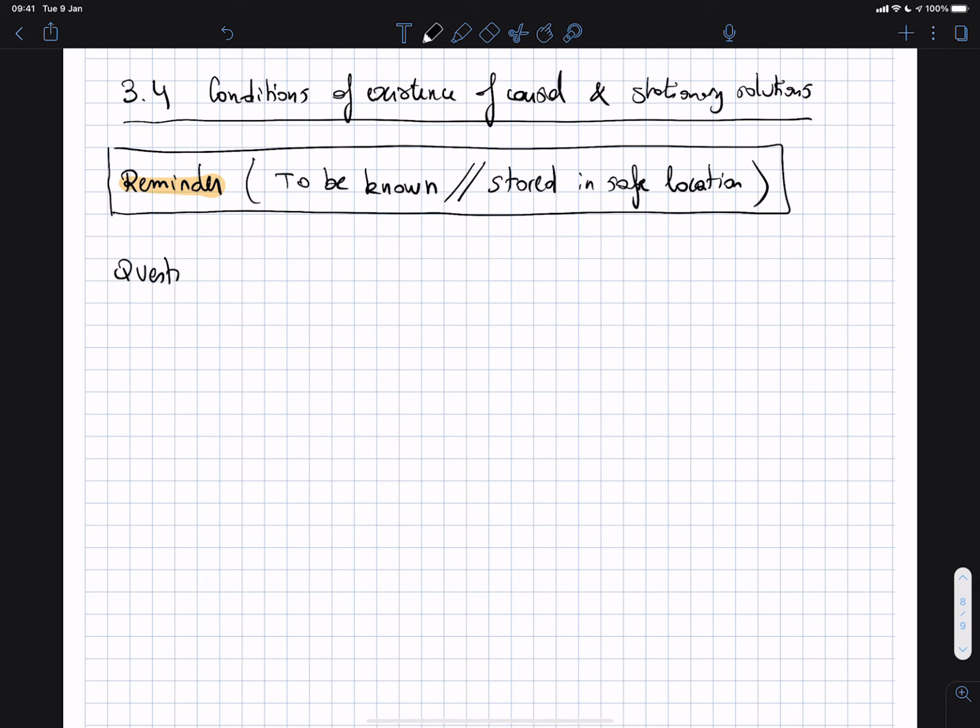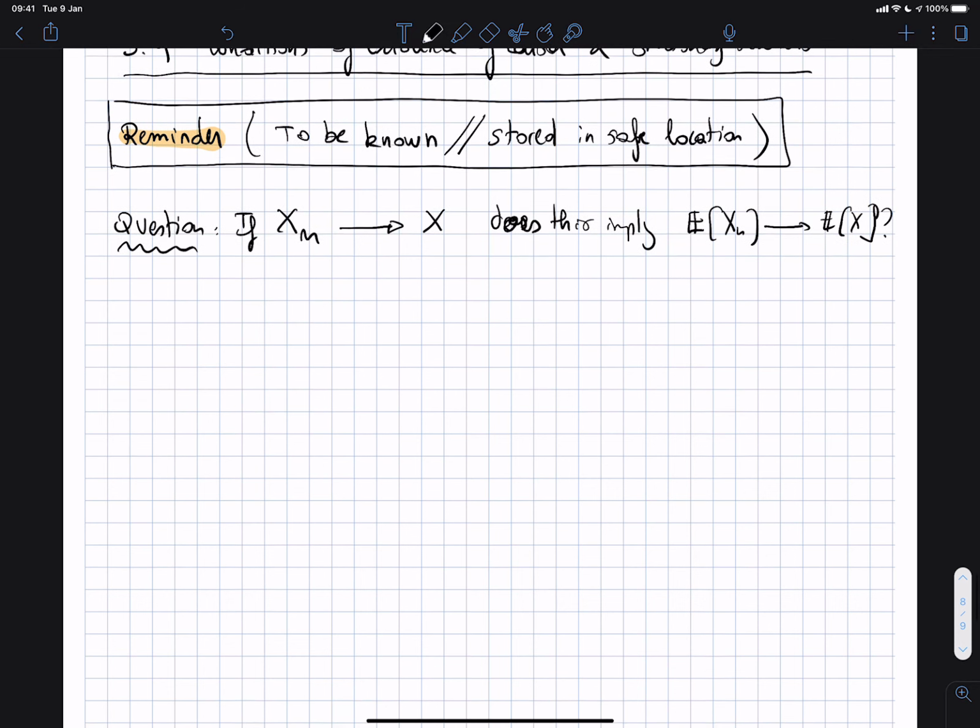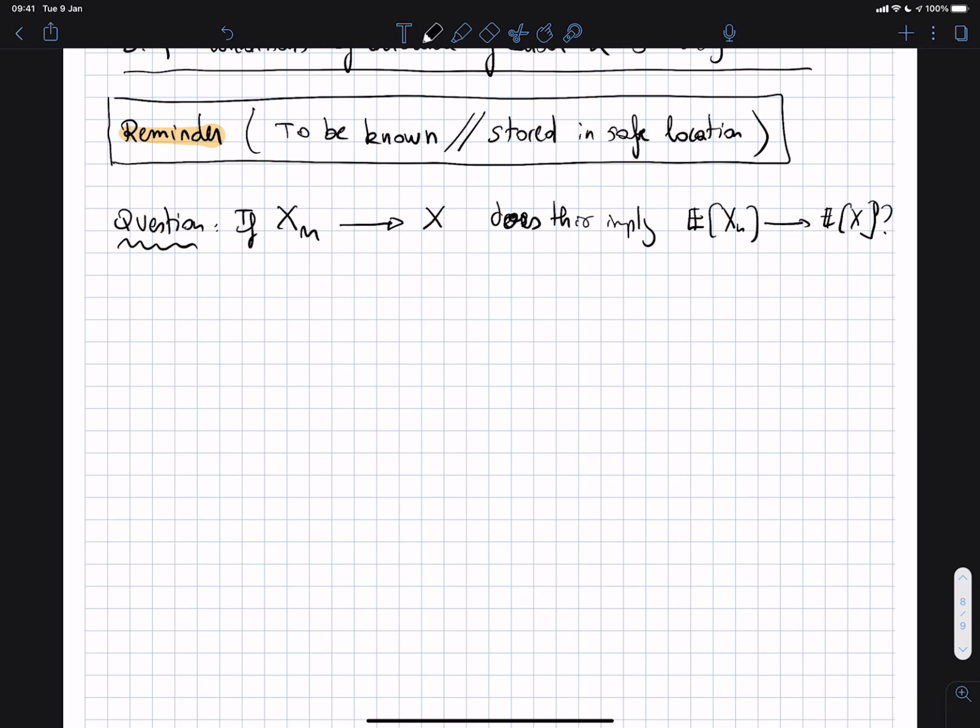So the question is the following. If we have xn which converges in some sense to x, does this imply that the mean of xn converges to the mean of x? And the answer is, it depends.